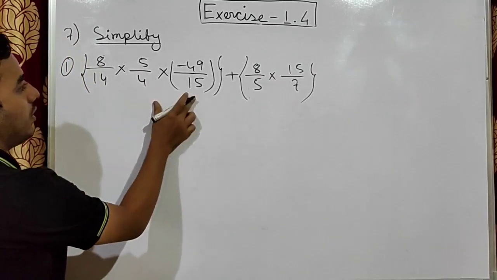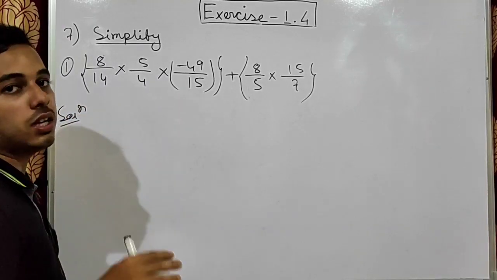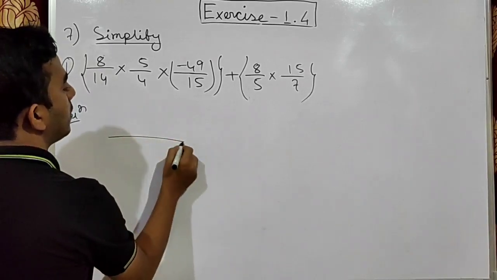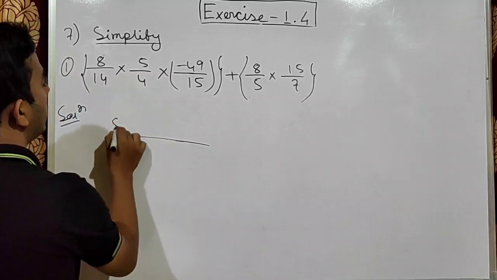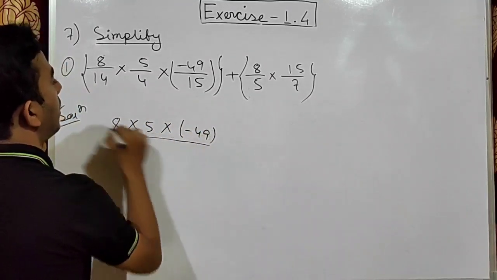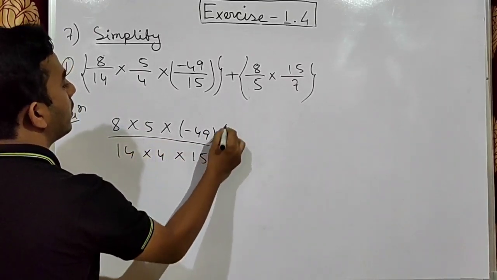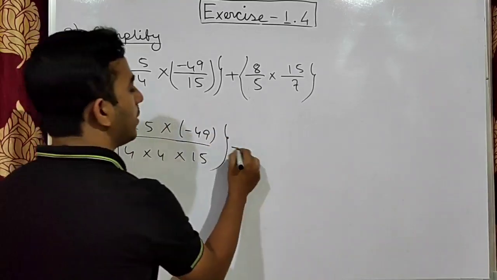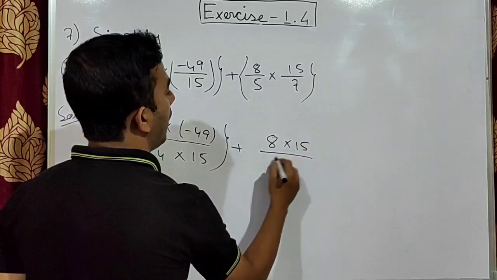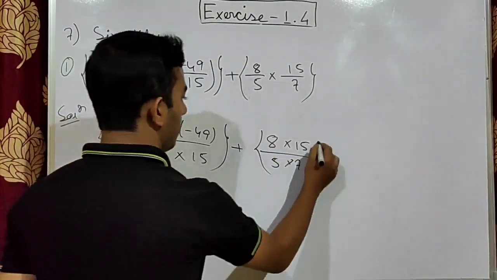So first we have to find this one. Now finding the product is very easy. Just multiply the numerator with numerator and denominator with the denominator. So here also we will multiply it, numerator with numerator. So numerator is 8 into 5 into minus 49. And denominator is 14 into 4 into 15. Clear? This is our first part. The second part is 8 into 15 and 5 into 7. Up to this. Okay, give bracket.